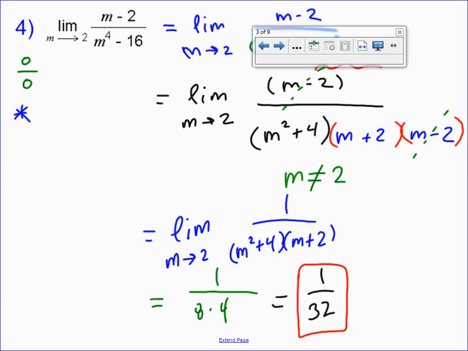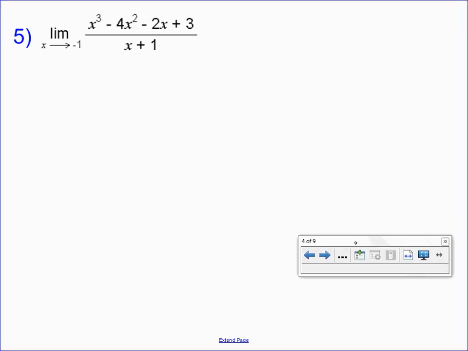Okay, so as we continue our algebraic evaluation, direct substitution into my number 5 gives me negative 1 cubed. Oh gosh, pesky little buggers, all those negatives. So I'm getting negative 1 minus 4, that square will always be positive, plus 2 plus 3 all over 0. So I get -1 minus 4 is -5 plus 2 plus 3 is 0. So I'm getting 0 over 0.